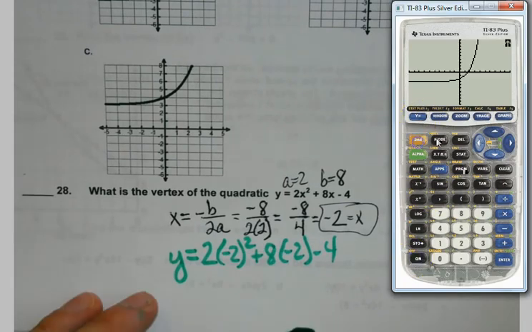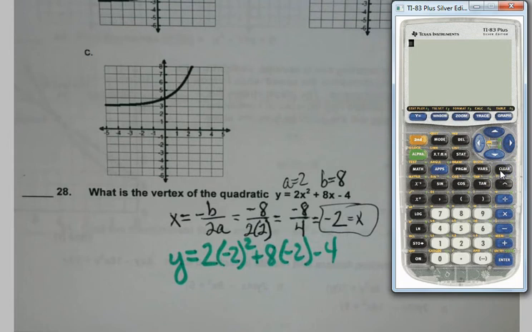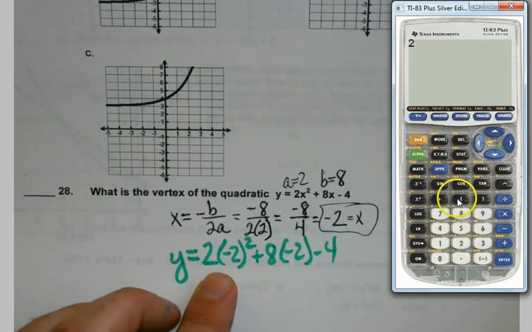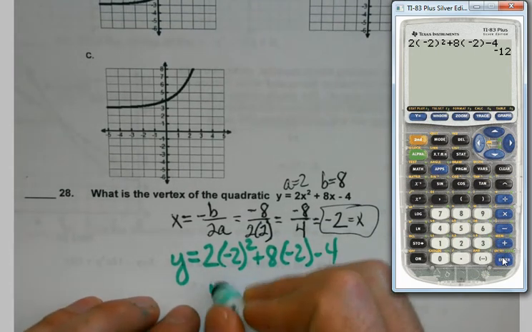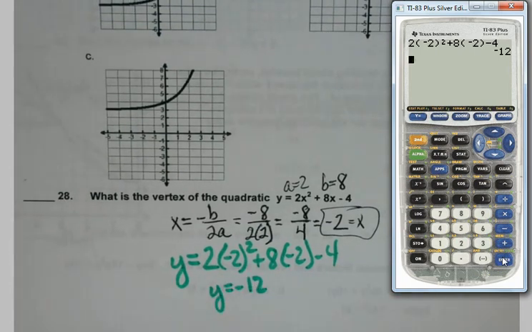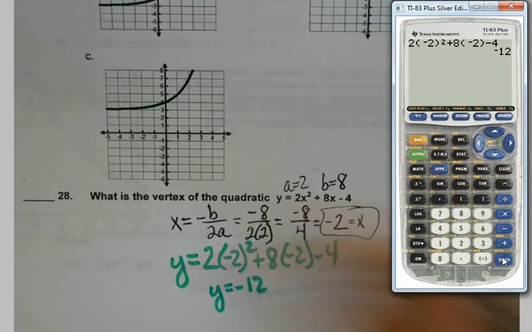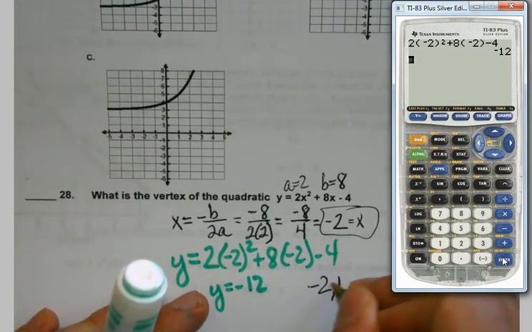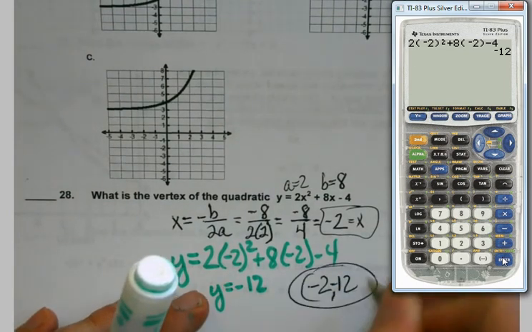So let me get back out of here for a minute so I can see how this would work. I literally am going to take, oops, make sure I get the right number in there. So my y value would be negative 12, and then I would just have negative 2. Negative 2, negative 12 would be my point.